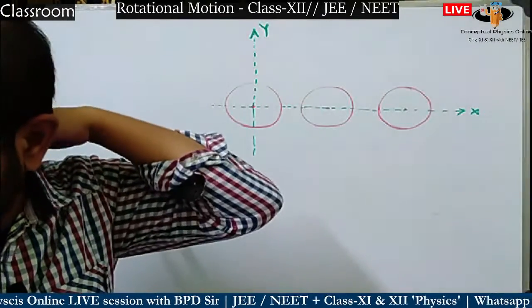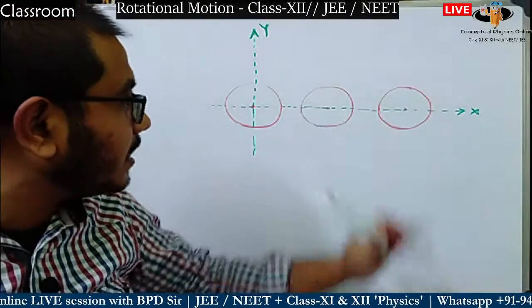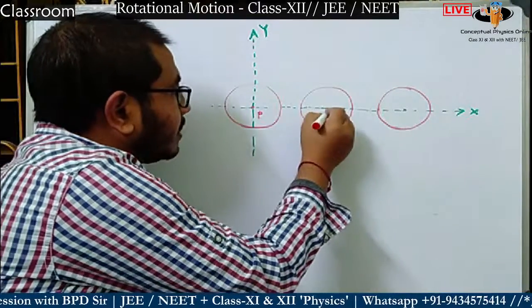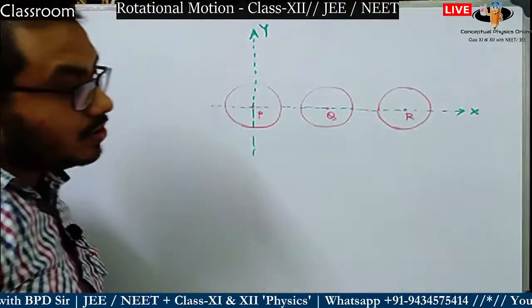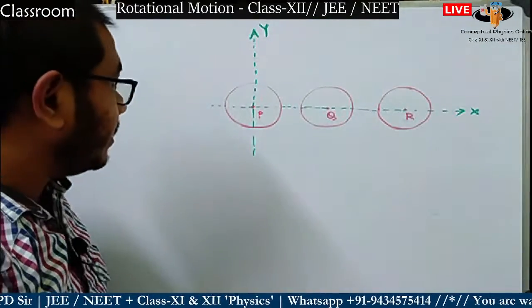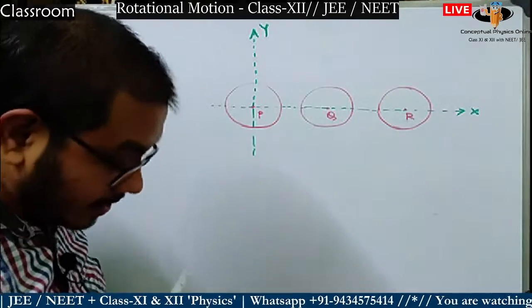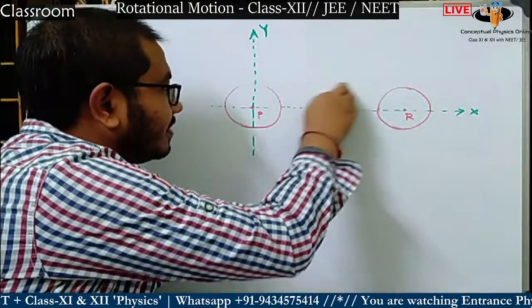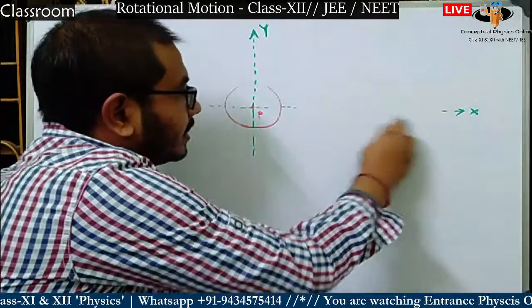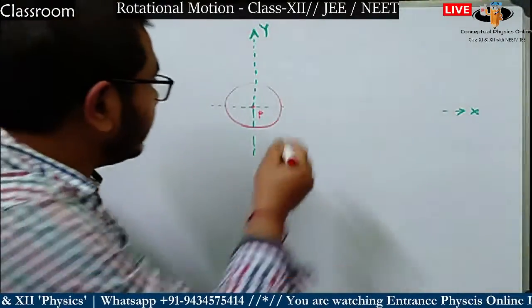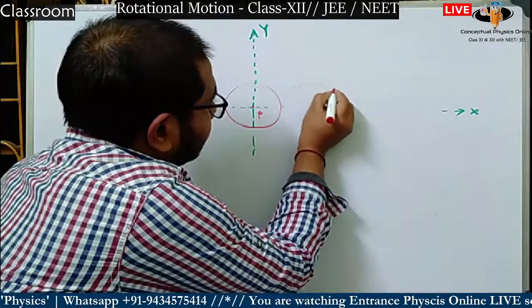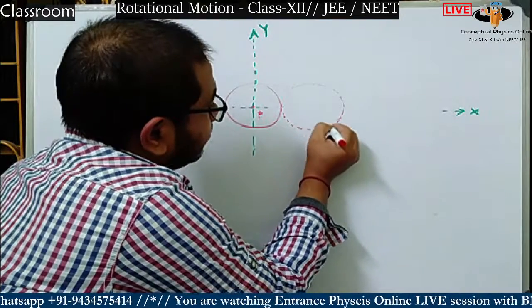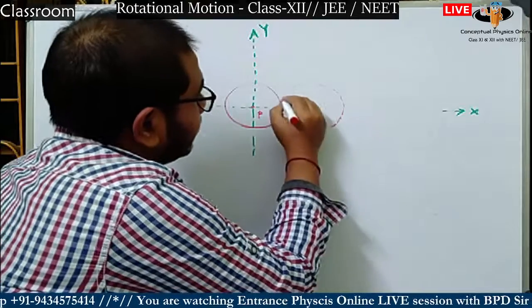So let me make it very clear from the given question. The centers of these three spheres have been named P, Q and R. There is a small mistake in the picture that perhaps no one has noticed. The mistake is that all the spheres are touching each other, right? All the spheres are touching each other.